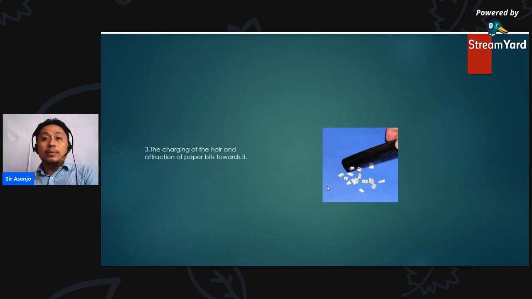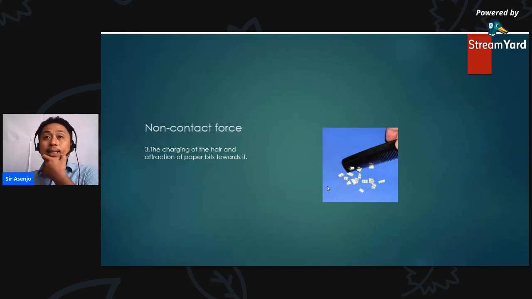Now, let's have the charging of the hair and attraction of paper bits towards it. If you observe, when you comb your hair, and then after combing, you get the comb close to paper clips or paper bits, you see the paper bits are attracted towards the comb. So in this case, what kind of force is this? Of course, it is non-contact force. Why is that so? Because it's an example of electrostatic force.